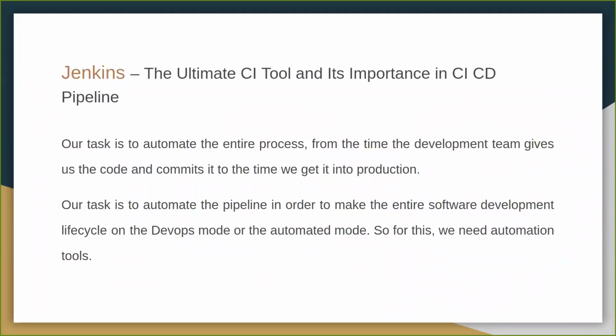Now let us talk about one automation tool, which is Jenkins, also called the ultimate CI tool. It is very useful in CI/CD pipelines. Jenkins' task is to automate the entire process, from the time the development team gives us the code and commits it, to the time when we get it into the production environment. Our task is to automate the pipeline in order to make the entire software development cycle run in DevOps mode, or the automated mode. So for this, we need automation tools.